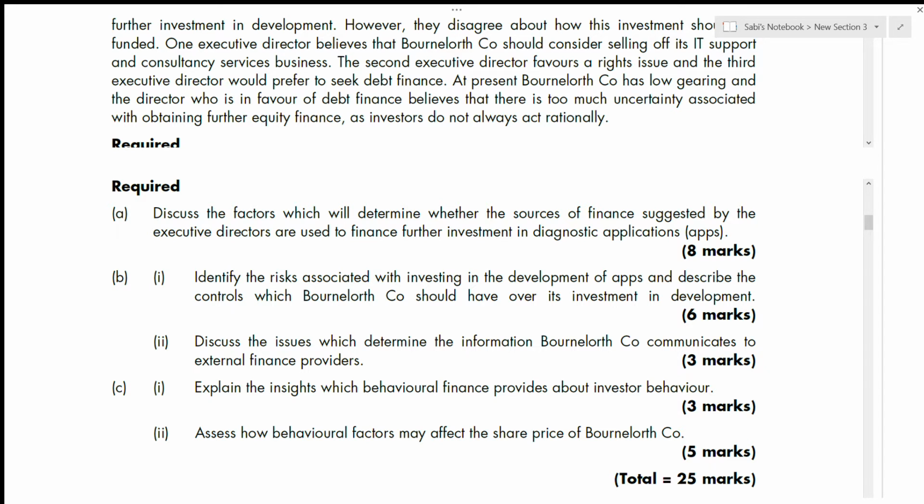Discuss the factors which will determine whether the sources of finance suggested by the executive directors are used to finance further investment in diagnostic application apps. So here you have to discuss the factors which will determine sources of finance. That means executive directors have suggested many sources of finance and we'll see how they have used the sources of finance.